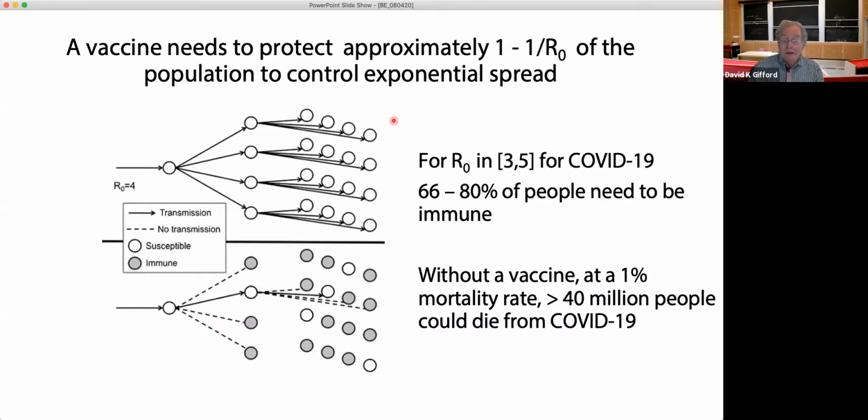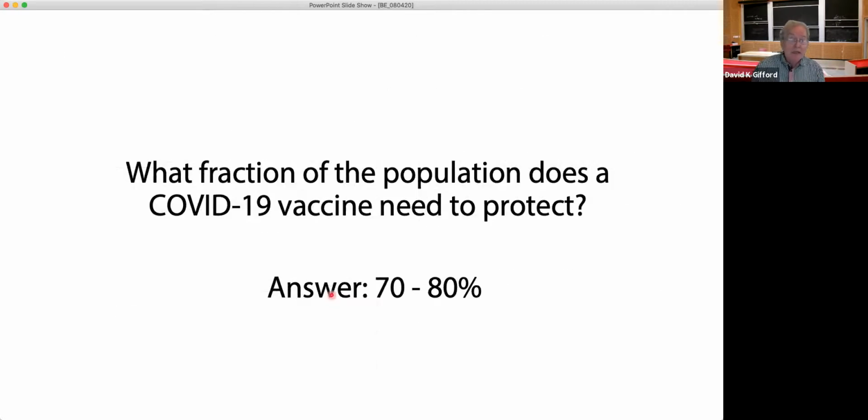However, if 75% of the population is immune, then each person would go on to infect 1 person, and that person would then go on to infect 1 person, and so forth, and thus exponential growth of the disease would be stopped. And thus, approximately 1 minus 1 over R0 of the population needs to be immune to stop exponential spread. So that would imply for our estimates for COVID-19 that we need to have, roughly speaking, about 70 to 80% of the population immune to be able to continue our life without social distancing.